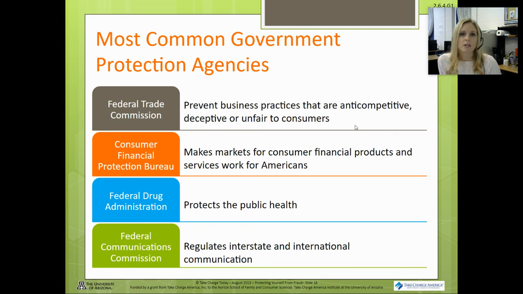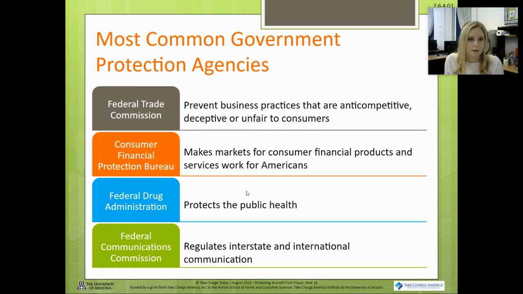But the Federal Trade Commission is going to prevent any business practices that are anti-competitive, deceptive, or unfair to consumers. So their whole purpose is to watch how people are doing business and look for things that are any of these things: anti-competitive, deceptive, or unfair. Consumer Financial Protection Bureau makes markets for consumer financial products and services work for Americans. Food and Drug Administration, you've probably heard of that. The FDA, they protect the public health. They review new drugs on the market and make sure that they're actually safe for people to use.